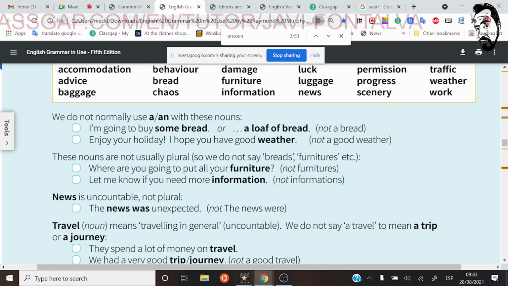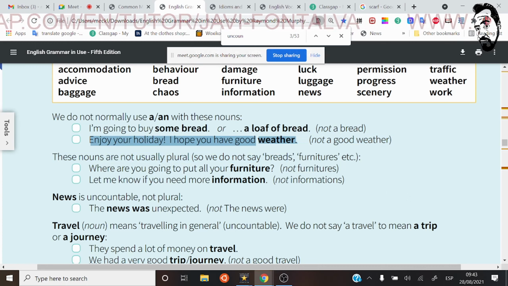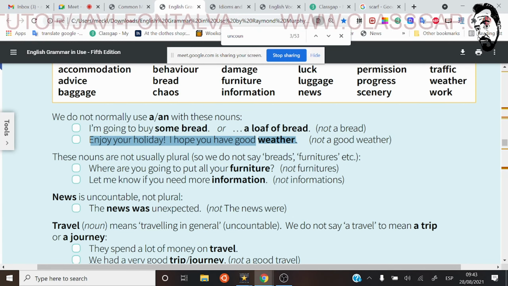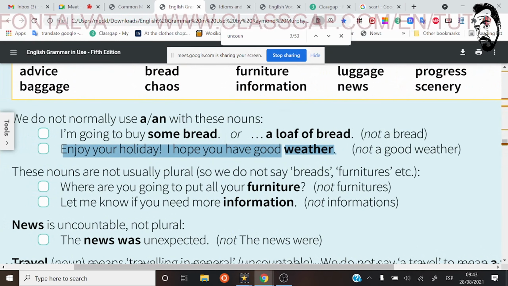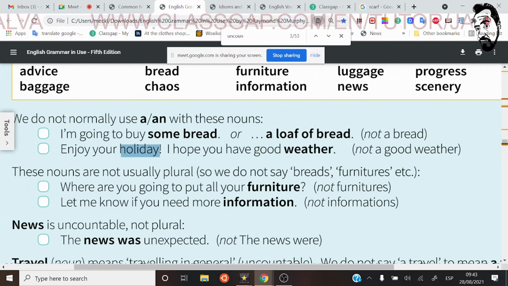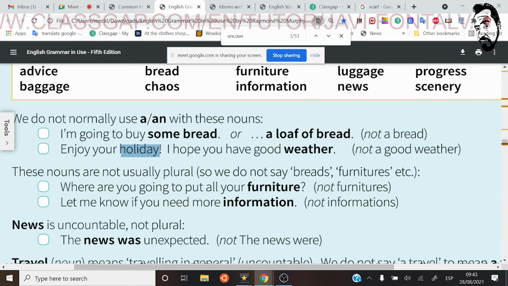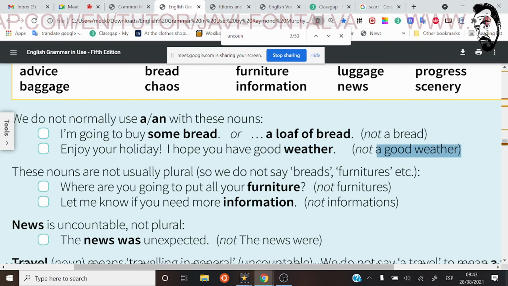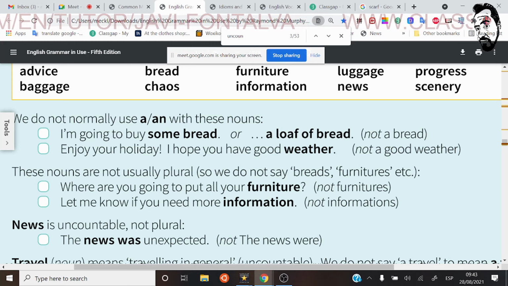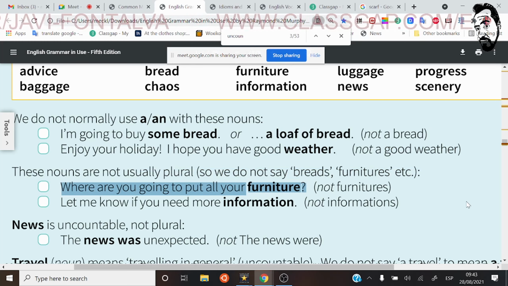Okay, we're gonna read some sentences. Can you read this? Enjoy your holidays. I hope you have a good weather. So enjoy your holiday, singular, okay? I hope you have good weather. So notice we don't say a good weather, okay? We just say good weather. Okay, next one.